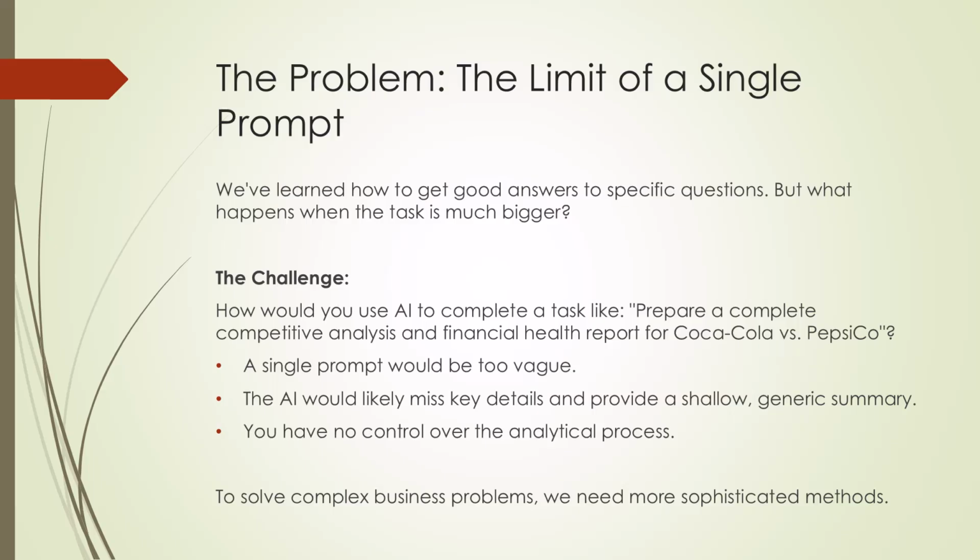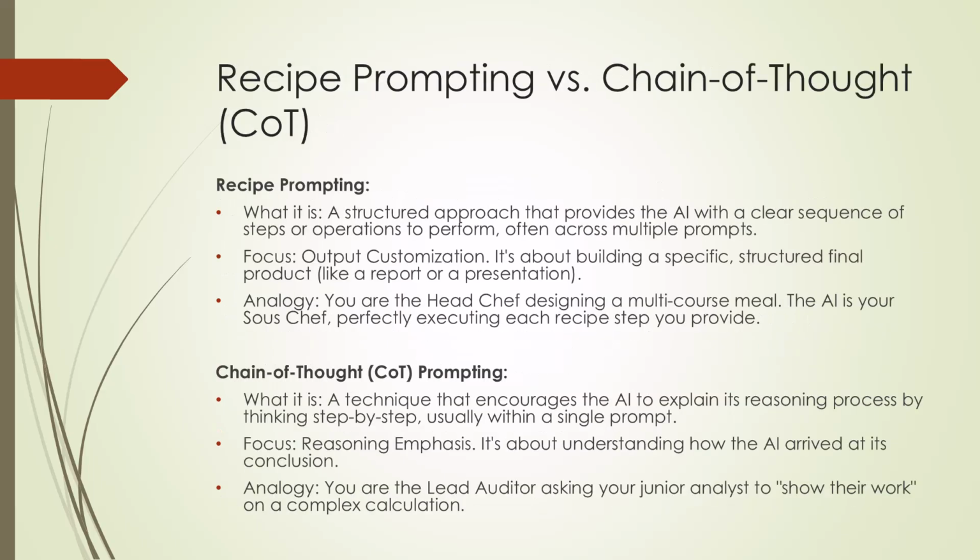If you were to enter this as a single prompt into an AI, it would almost certainly fail. The prompt is too vague. The AI would likely miss key details and provide a shallow, generic summary, and you would have no control over the analytical process. To solve complex business problems, we need more sophisticated methods. The two primary techniques we use are recipe prompting and chain of thought.